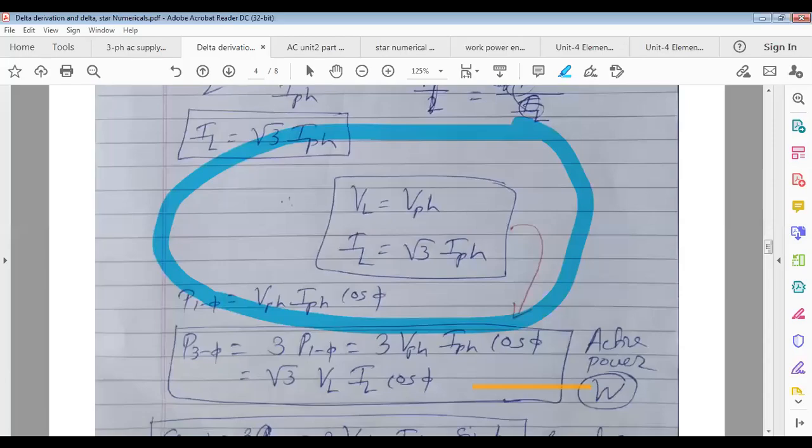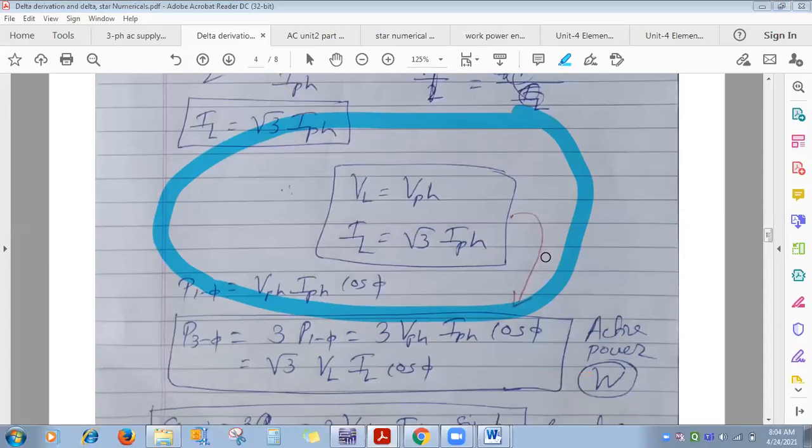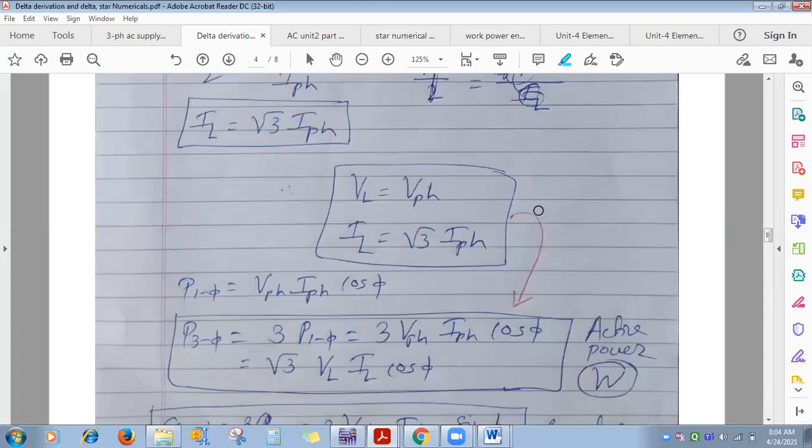VL is equals to VPH is for which type of load? Delta. Very good. This is for delta. For delta, what we have derived? VL is equals to VPH and IL is √3 times IPH. And reverse is the case for star.